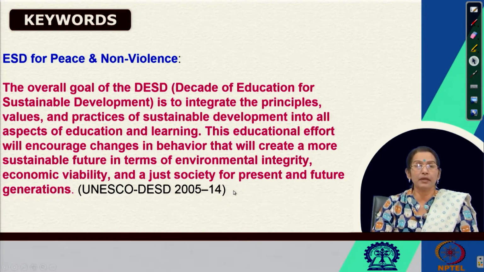It was already spelled out in the previous era of DESD, and UNESCO again re-emphasized how important it is to practice these principles of peace and non-violence in the domain of education, both in teacher training and in the curriculum and content, so that it can help us in integrating the three domains: the environmental domain, economic viability, and establishing a peaceful, just society for both the present and the future. This is the declaration already given by UNESCO in the 2005 to 2014 era of DESD.